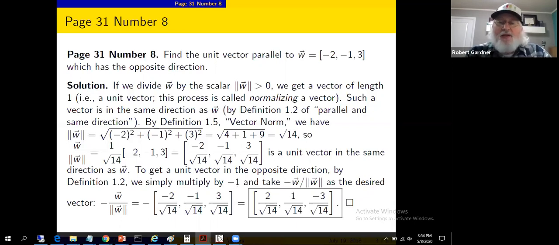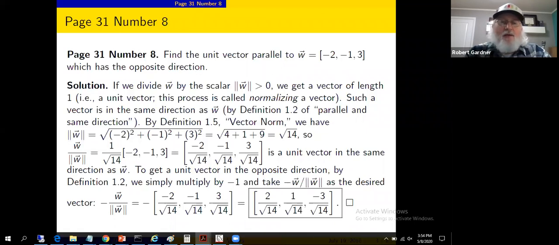So multiply by -1, that gives us negative the vector we just had. We're really multiplying by the scalar -1. So that scalar -1 goes inside on each of the components, giving us positive, positive, and negative in this case. And there's a vector. I guarantee it's a unit vector. Check it if you like. It's a unit vector, and it's parallel to vector W, and it has the opposite direction.